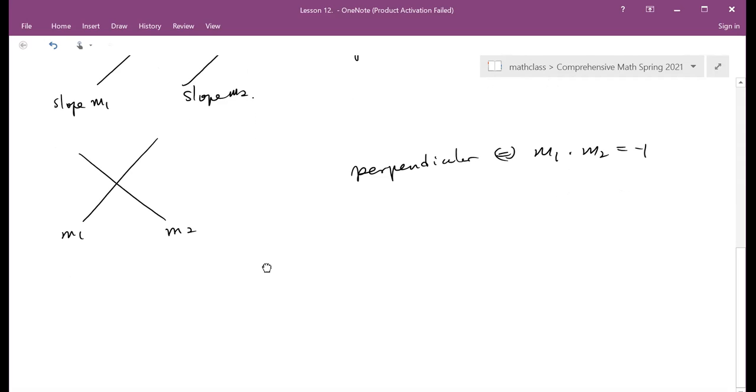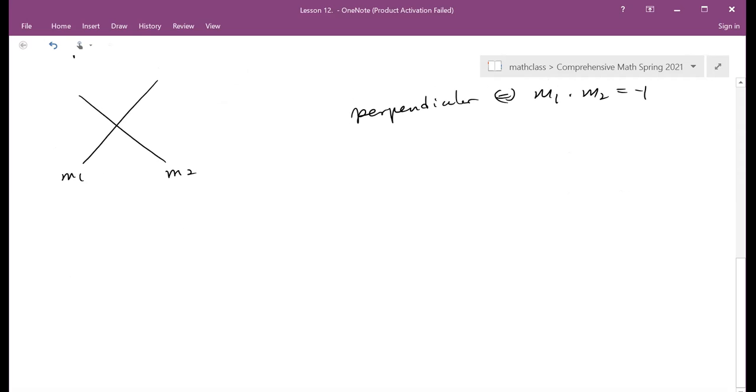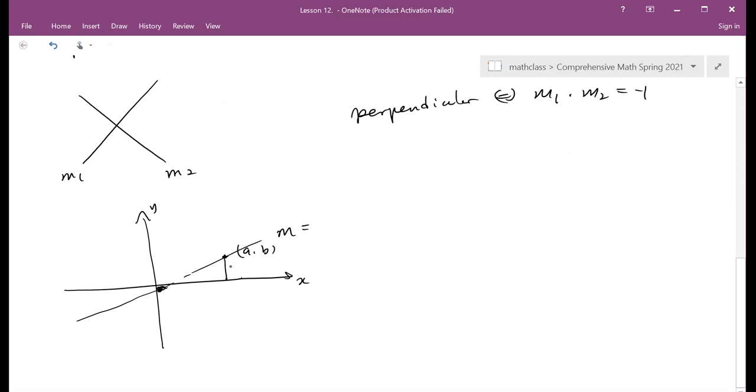I can show you a picture. Just take a look at a line here passing through the origin. It has coordinates A and B, both positive. So in this case, what is the slope? The slope of this line is going to be the difference ratio, right? So this height is B, this side is A. So that's why it's B over A, right?